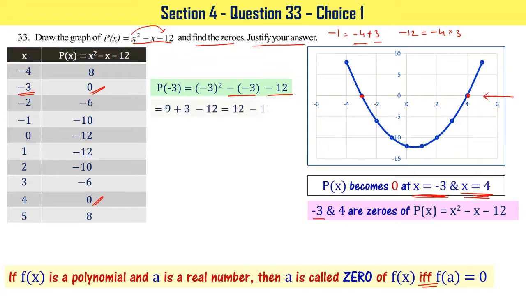When you simplify it, you get it as 0. So let me write it. P of minus 3 equal to 0. It means we have verified one of the zeros of the given polynomial, right?